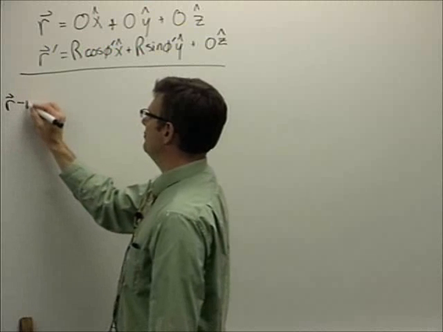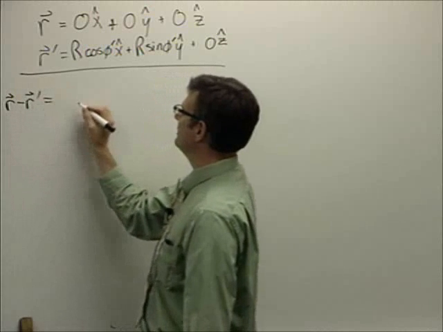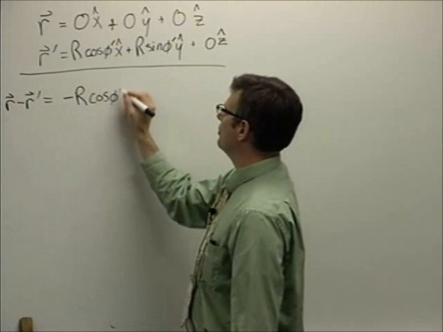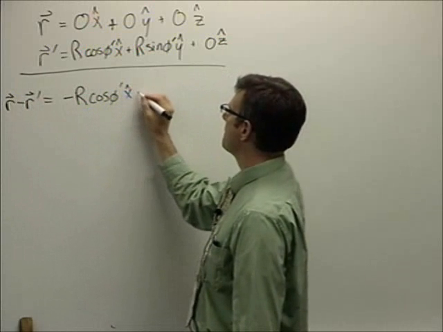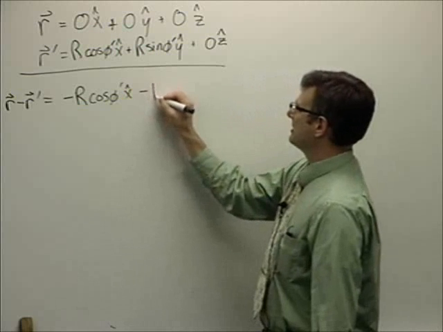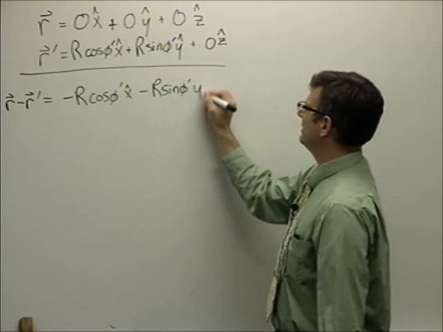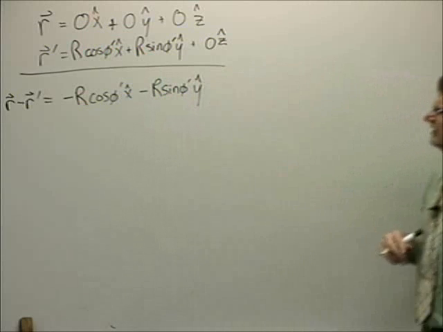Yeah, so good? We've also got an r minus r prime. So let's compute that really quick. If I subtract these two from one another, I get minus R cosine phi prime, stick it on the x, minus R sine phi prime, stick it on the y, and I don't have anything in z.